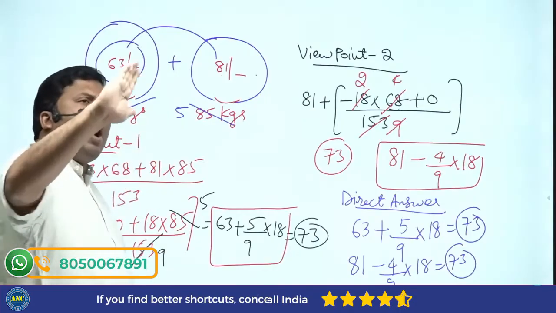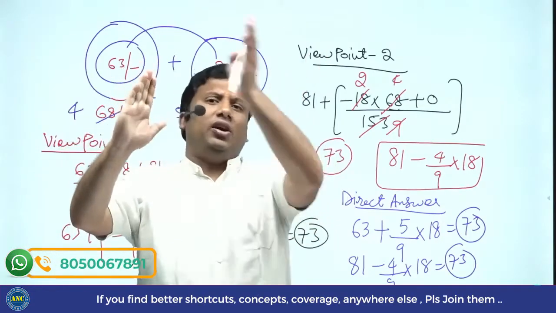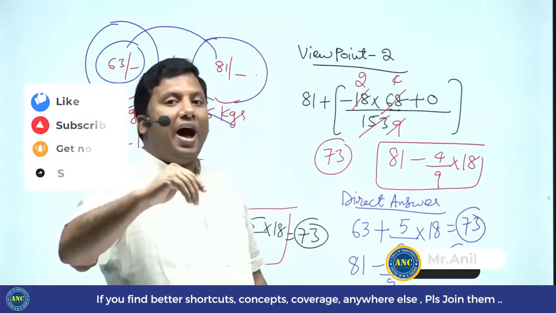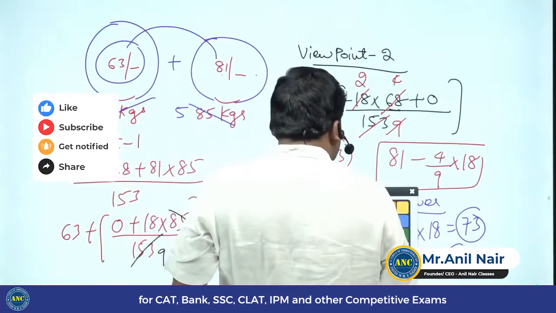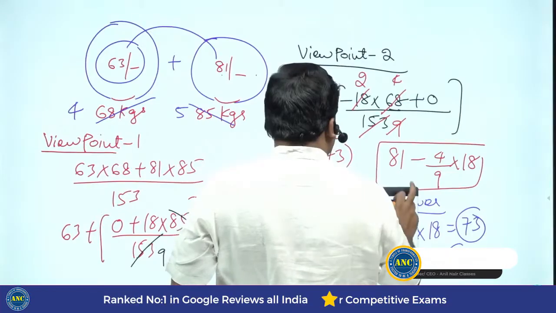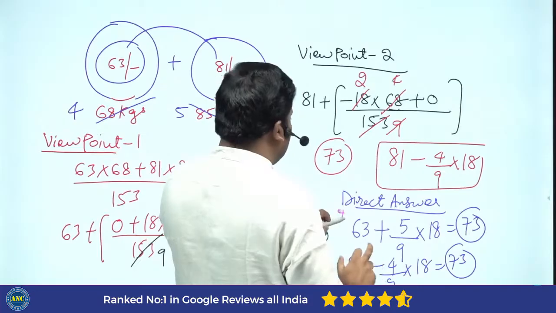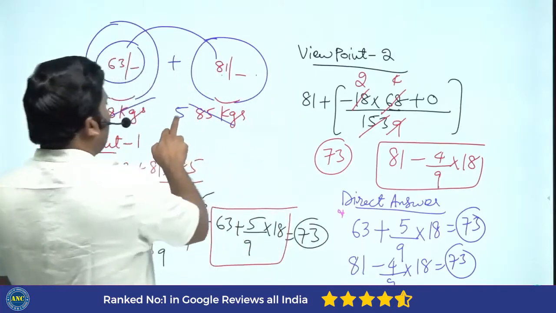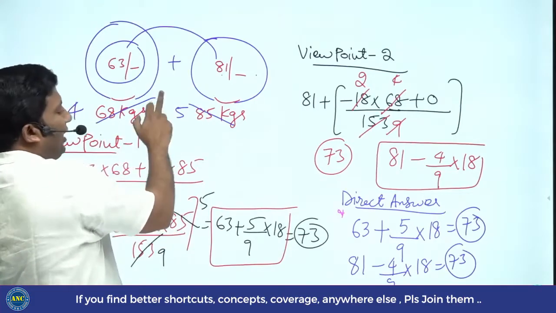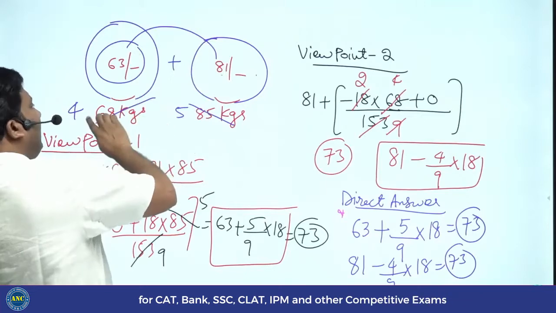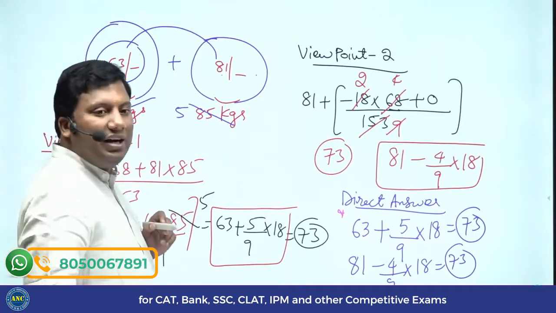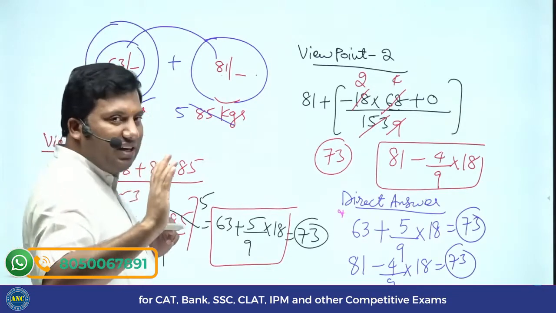Simple concept: average lies between the lowest value and the highest value. Average is greater than the lowest value, so the answer is 63 plus, taking this ratio, 5 by 9 into 18. Average is less than the highest value, 81 minus 4 by 9 into 18. I hope the idea is clear.